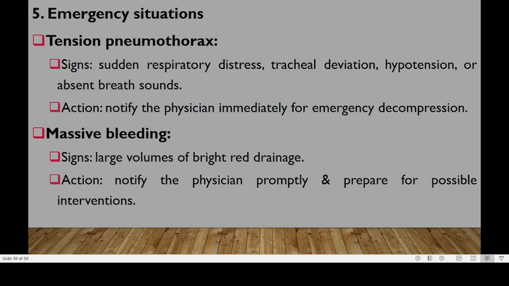A patient could also present with massive bleeding. Signs could be large volumes of bright red drainage. So you need to notify the physician promptly and also prepare for possible intervention.